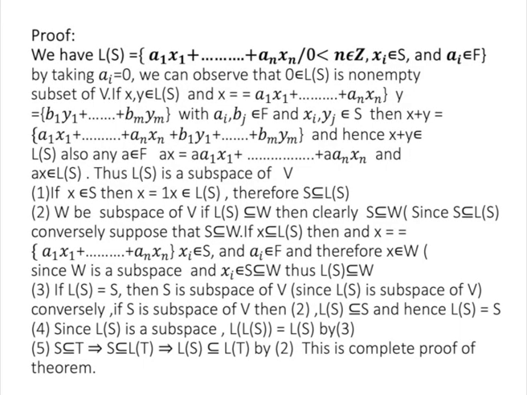Proof. We have L of S equal to a1 x1 plus a2 x2 plus so on plus an xn, where the xi belong to S and the ai belong to F. By taking all ai equal to 0, we can observe that 0 belongs to L of S, so it is a non-empty subset of V. If x, y belong to L of S, and x equals a1 x1 plus a2 x2 plus so on plus an xn, y equals b1 y1 plus b2 y2 plus so on plus bn yn, with a's and b's belonging to F, the field, and the xi, yi belonging to S.